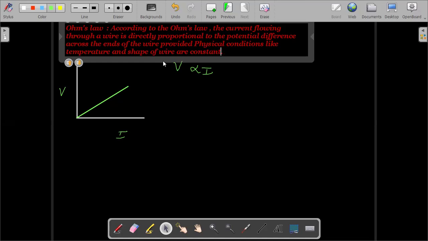Not only shape and dimension, the physical conditions must remain the same. Shape and dimensions means you are not going to change the length, diameter, anything of the wire. Then we will have the current being proportional to the potential.